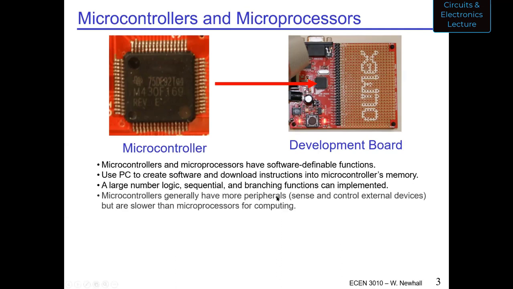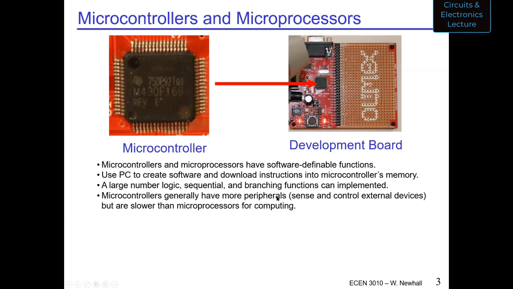So the difference between microcontrollers and microprocessors is generally this. Microcontrollers have more peripherals for the purpose of sensing and controlling external devices, but they're usually slower than microprocessors for computing. For example, your computer might be multiple gigahertz. We'll talk about what that means, but instructions get executed based on a clock that might run at 1, 2, 3 gigahertz, something like that.